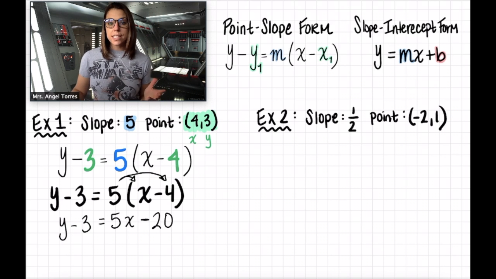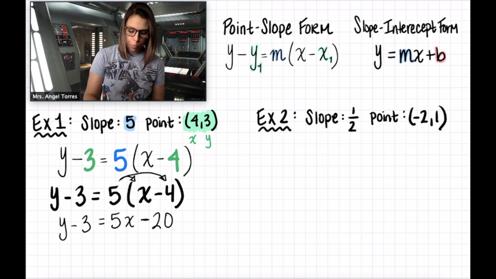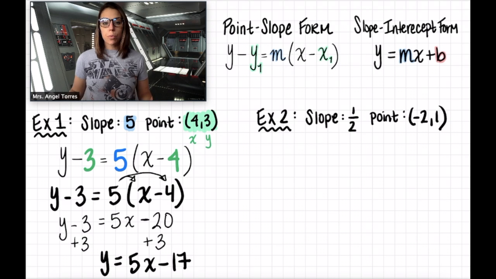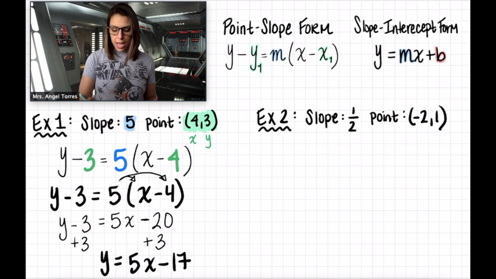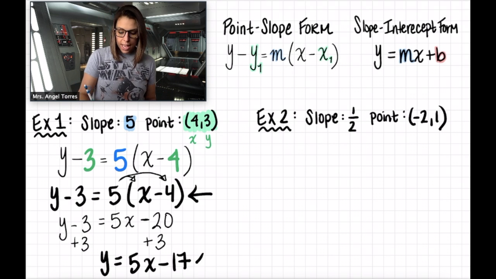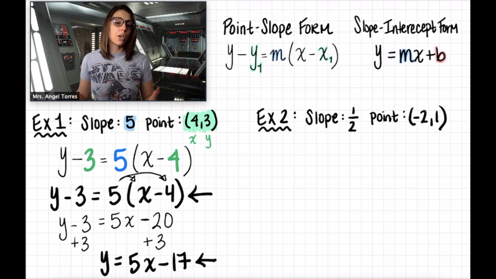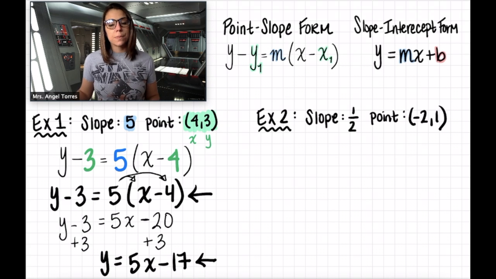Okay. We're one step closer. Now we just have to isolate y by adding 3 to both sides. And that leaves us with y equals 5x minus 17. Now, if we were to pull open a Desmos graph and graph both of these lines, they would be the exact same line because these are what we call equivalent equations. They represent the same set of solutions.